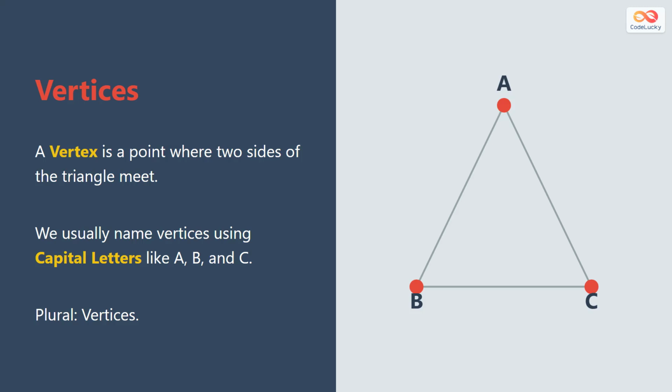Let's start with the corners. These corner points where 2 sides meet are called vertices. The singular form is vertex. In geometry, we always label these points using capital letters, such as A, B, and C.